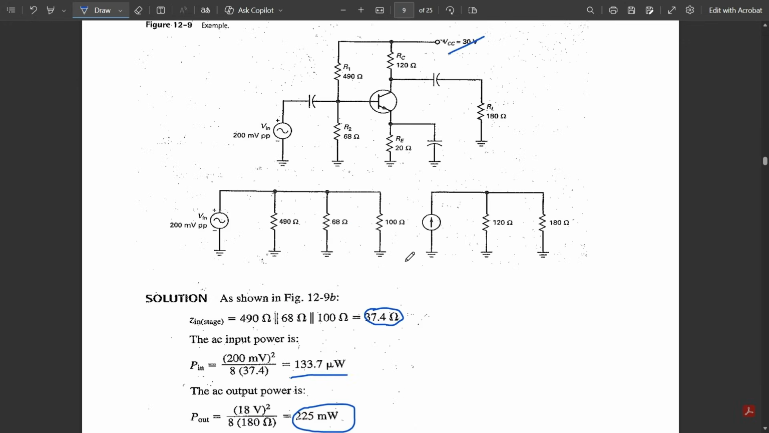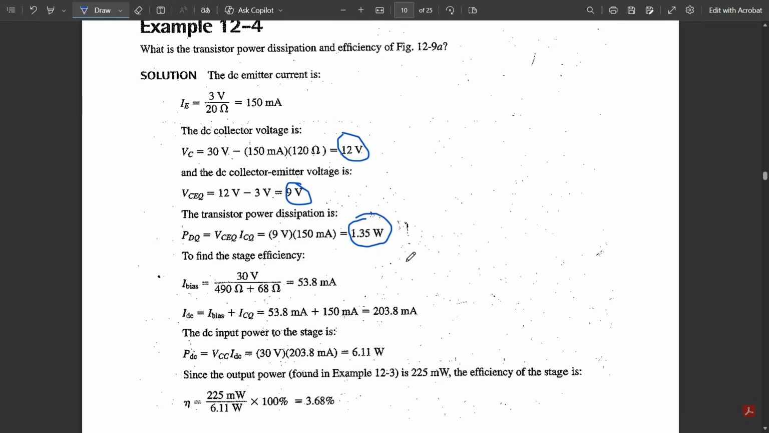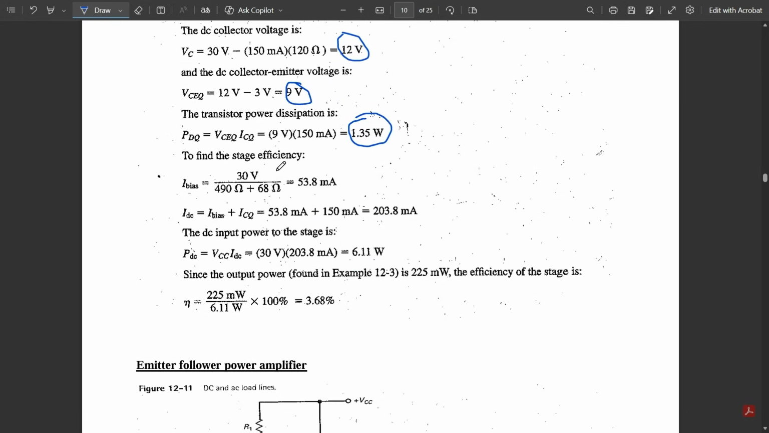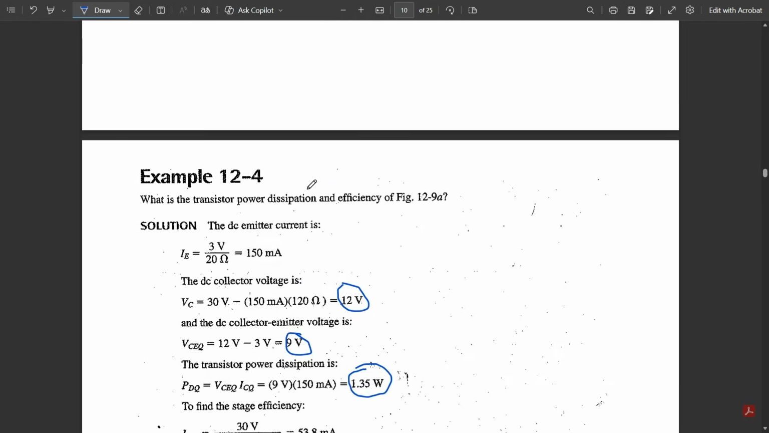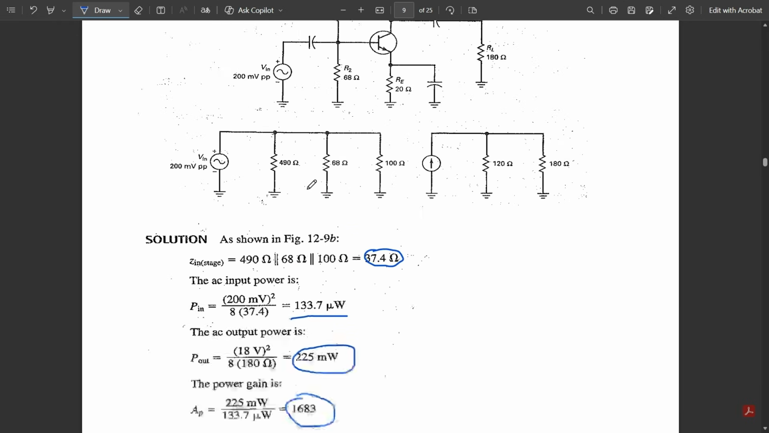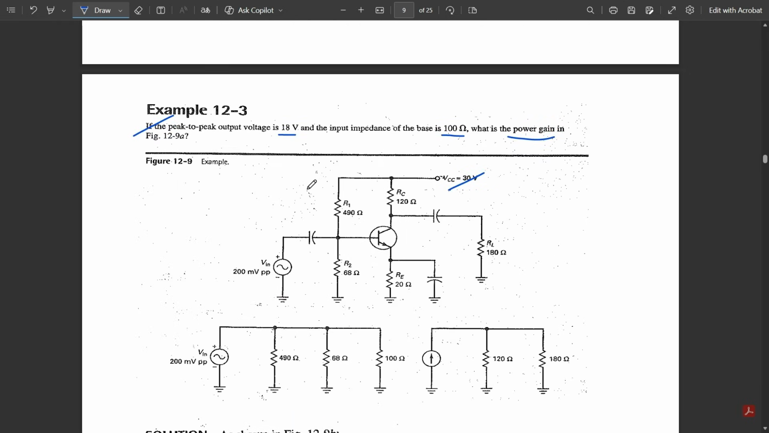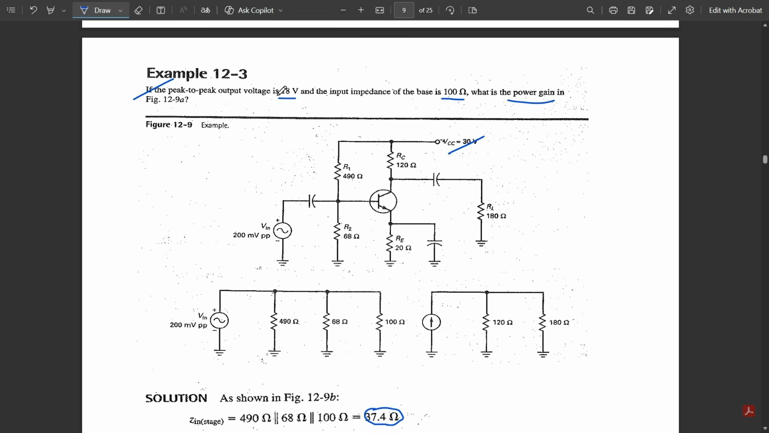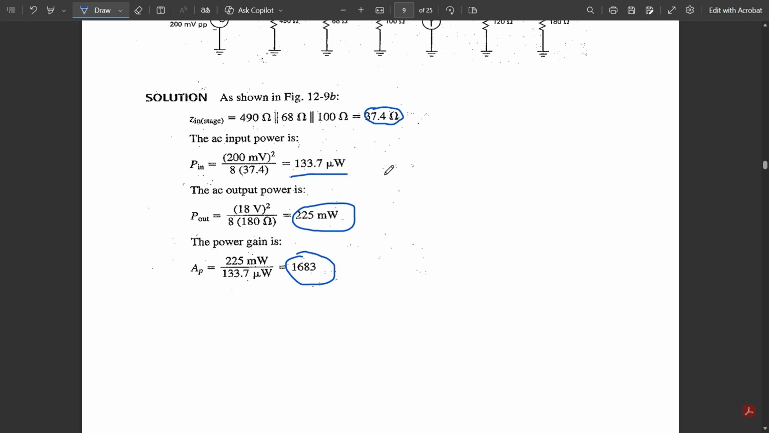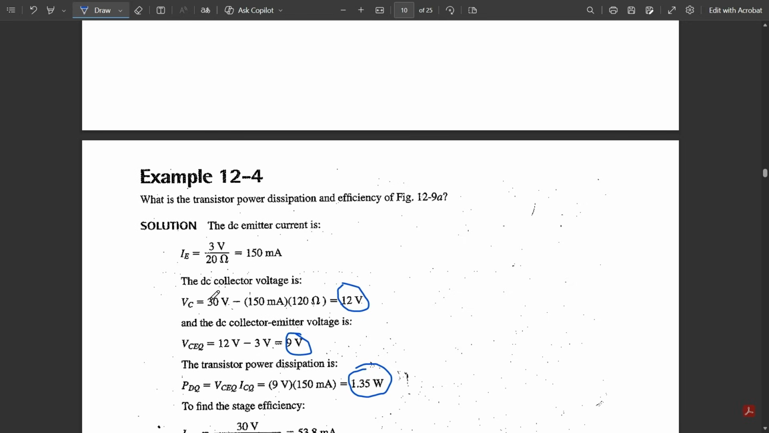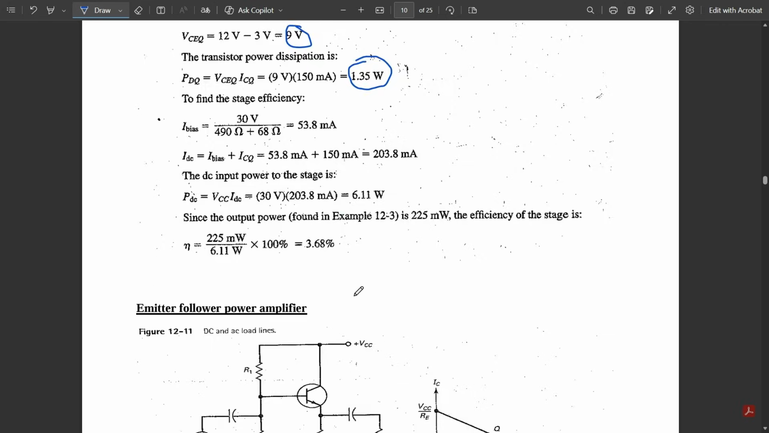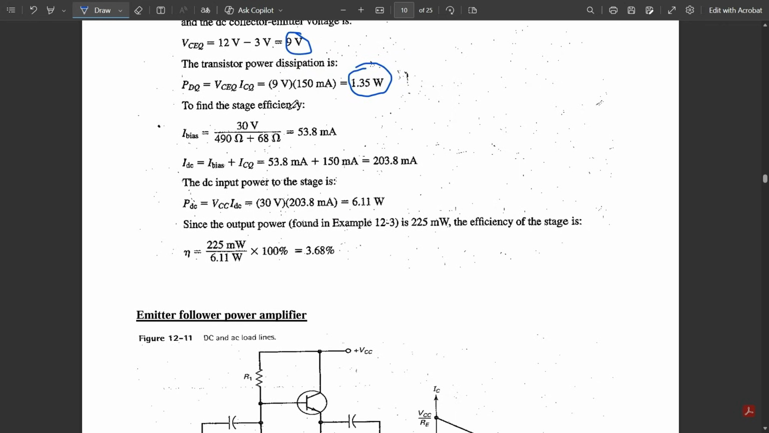30 volt is the parameter which you need to find for the stage efficiency. So that is given here. 18 volt is there, right? 18 volt is the peak to peak, and the additional 12 volt would be from the DC collector voltage. So the total voltage would be 18 plus 12, that is 30 volt. So that 30 volt you need to divide by R1 plus R2, that is 490 ohm plus 68 ohm. Totally you would be getting 53.8 milliamps.